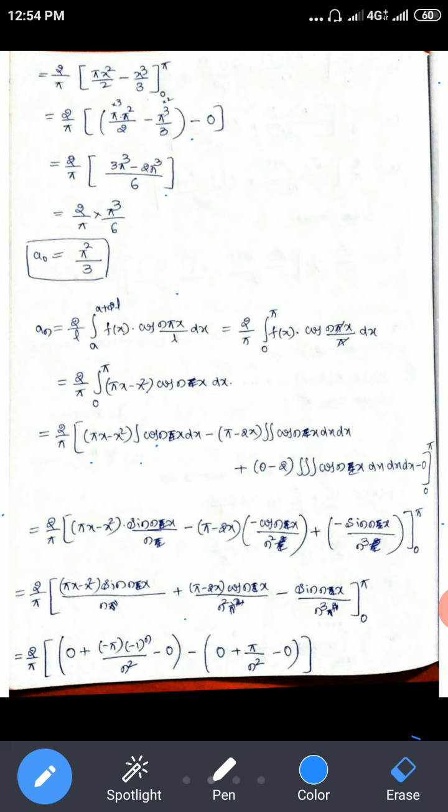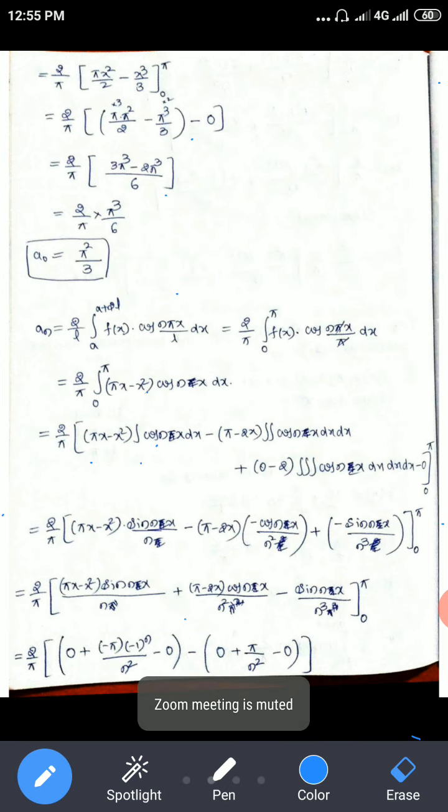And for the coming IA, with this I'll finish off. For the coming IA: inverse Laplace transform, Fourier series, half range Fourier series.